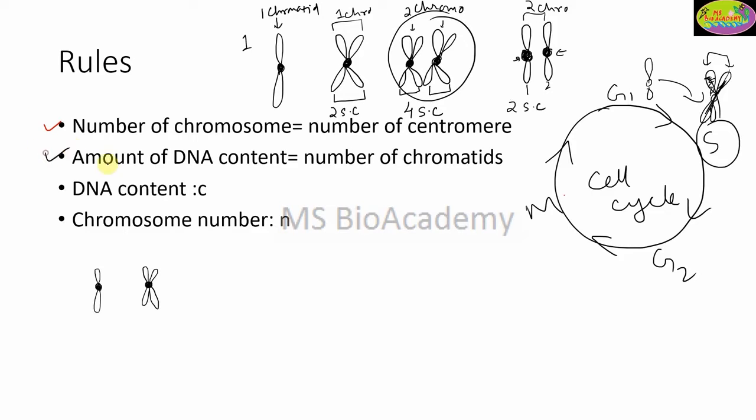Now what does the second rule say? The second rule says that the amount of DNA content is equal to the number of chromatids. Now if somebody asks you what the amount of DNA content will be, do remember that DNA content we always represent with the letter C.